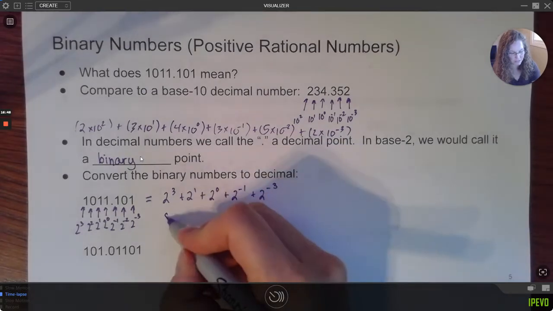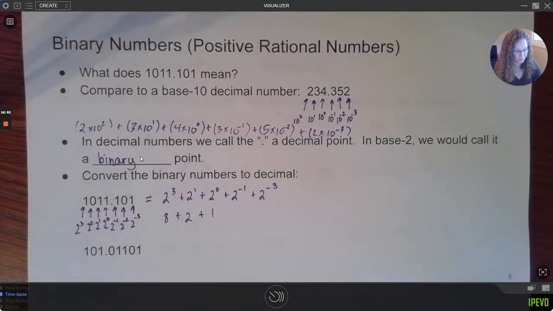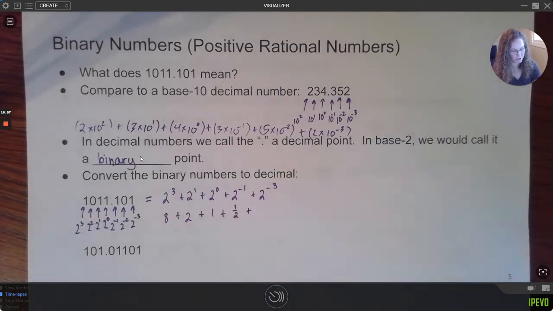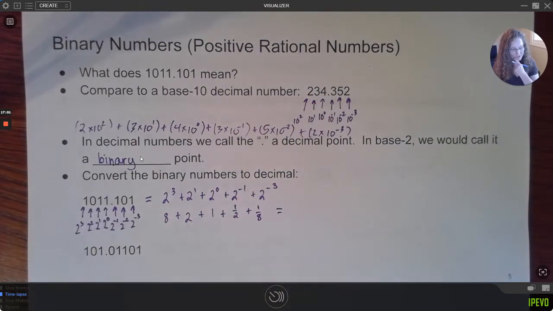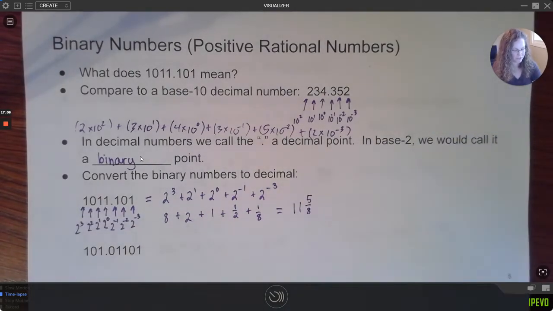2 to the 3rd is 8. 2 to the first is 2, 2 to the 0 is 1, 2 to the -1 is a half, and 2 to the -3 is an eighth. Okay, so if we add these all up, we're going to get 10, 11, and then 11 and 5/8.